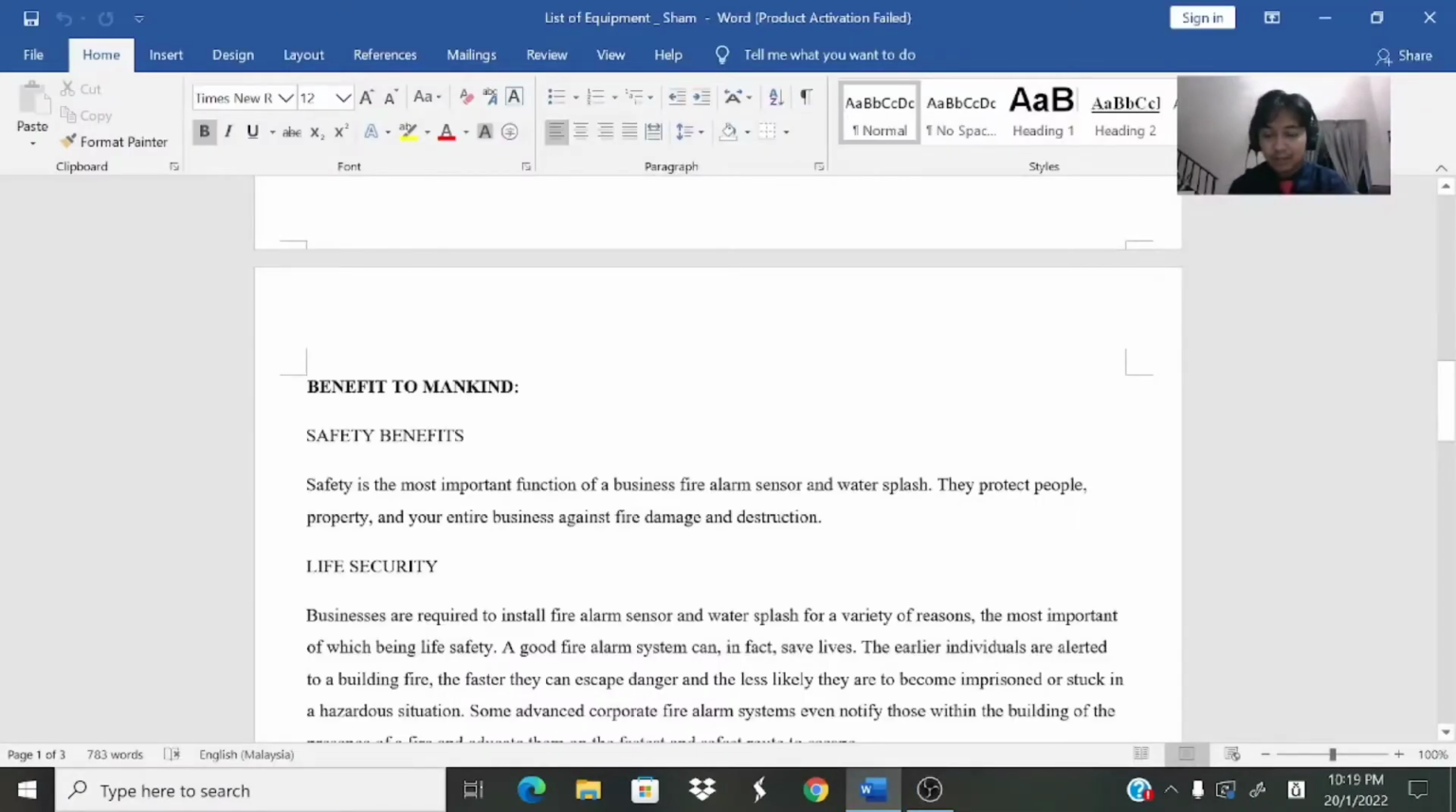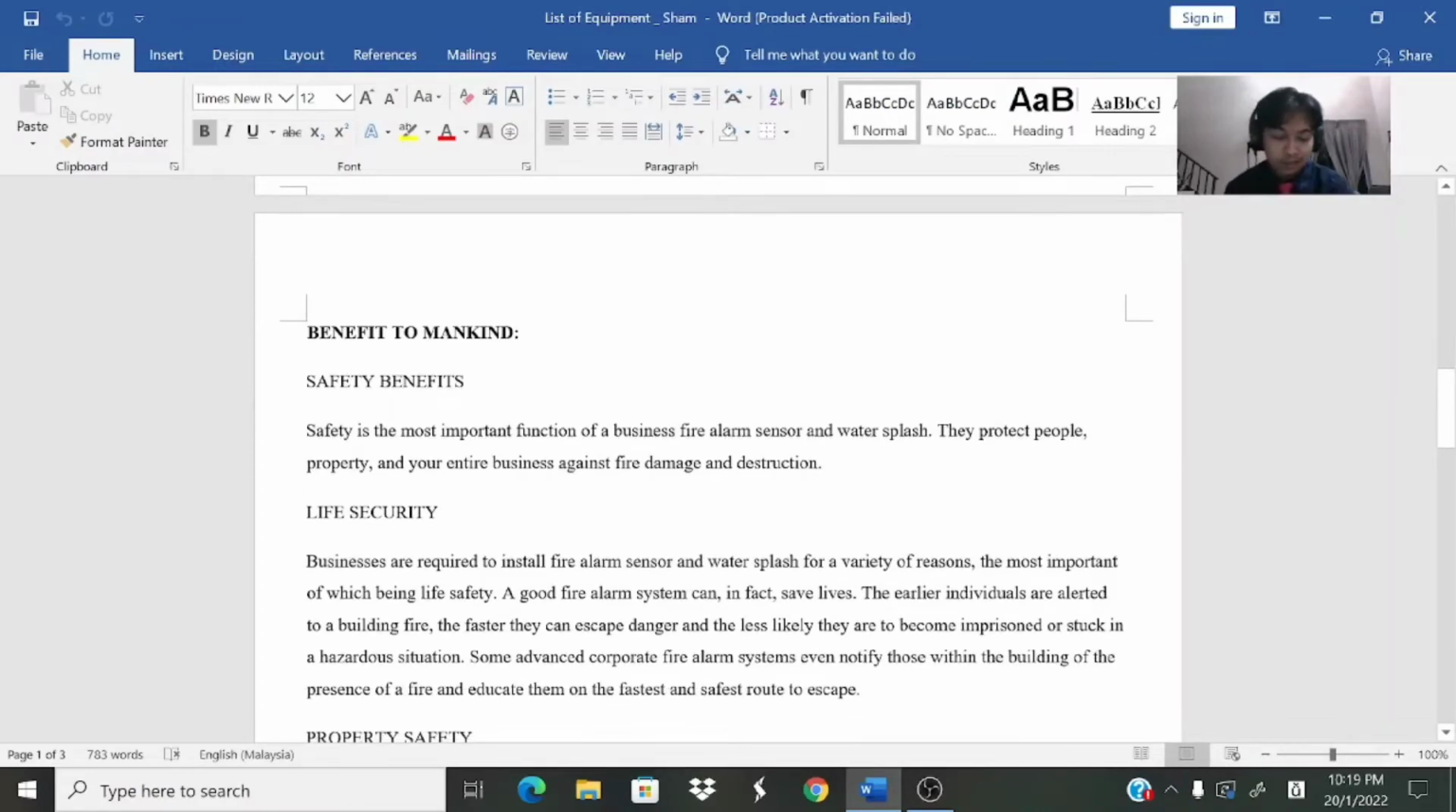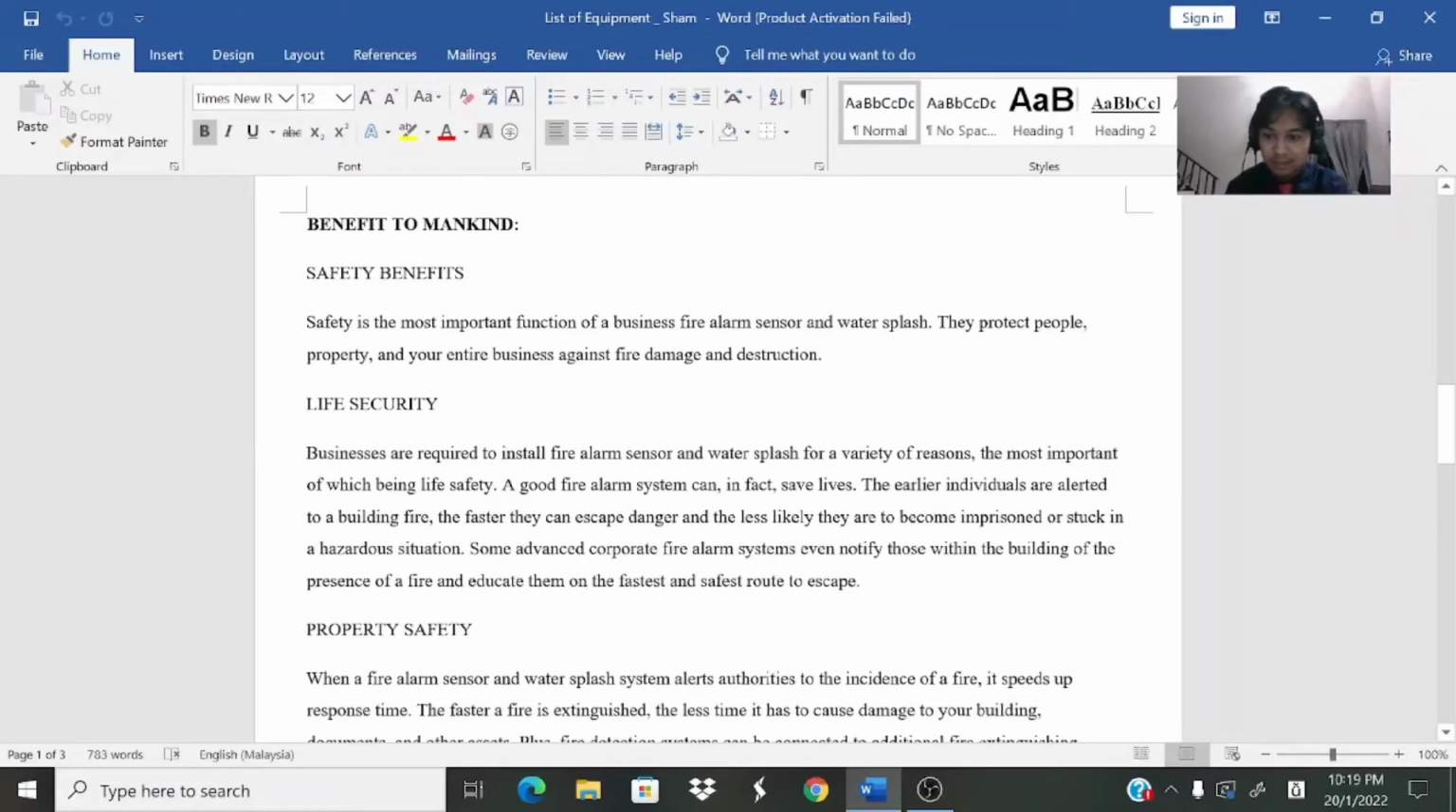Benefit to mankind. There are a lot of ways for the benefit, which is firstly we go to the safety benefits. Safety is the most important function of business. Fire alarm sensor and water splash protect people, property and your entire business against fire damage and destruction.